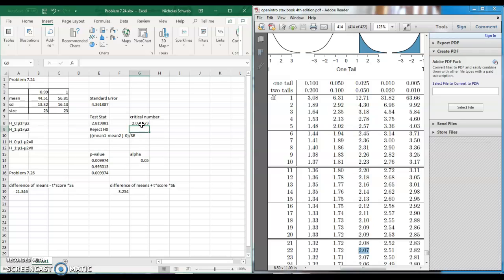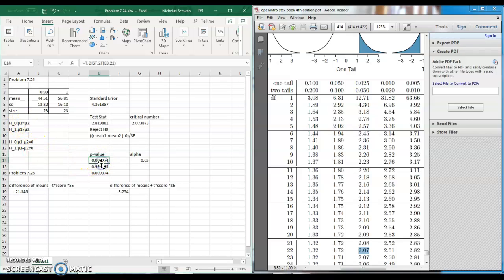So either way you want to do it should be fine, except for those pesky problems where they want you to round to 4 decimal places. All right, so what we would do here is we would say, oh, our test statistic is much larger than our critical number, so we would reject the null hypothesis, meaning that the average prices of both these things are not the same.